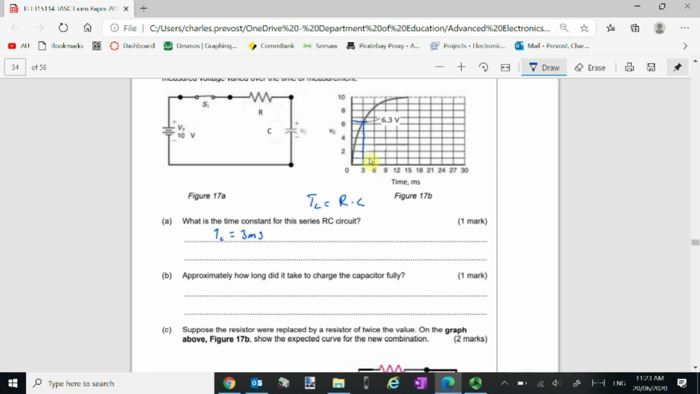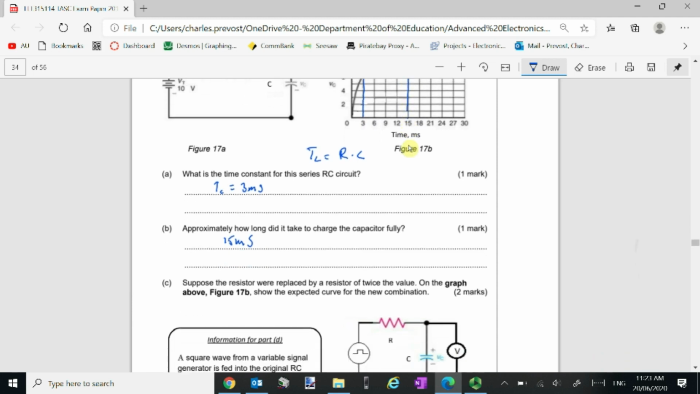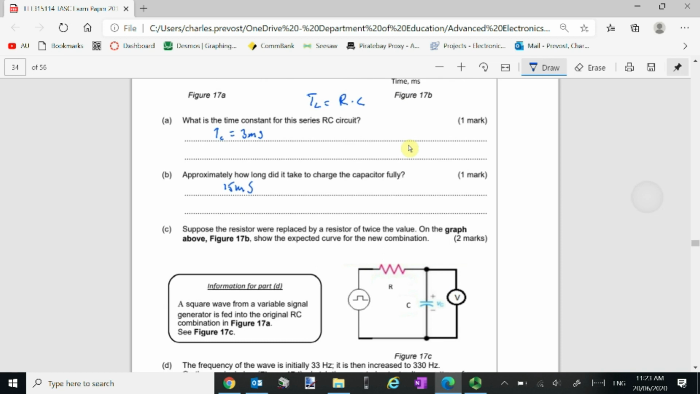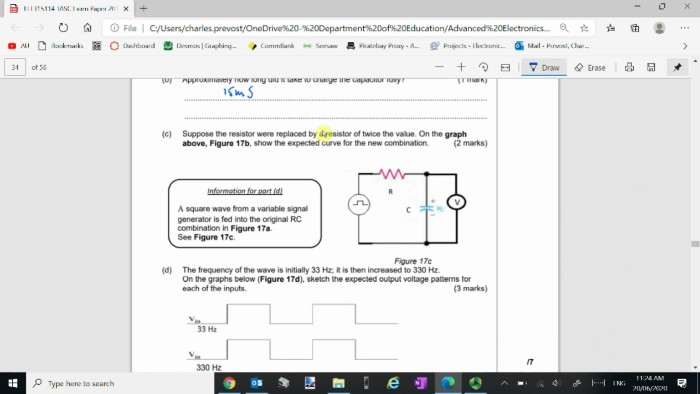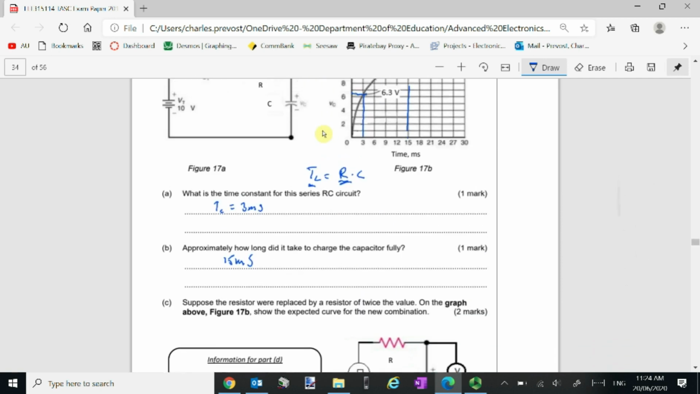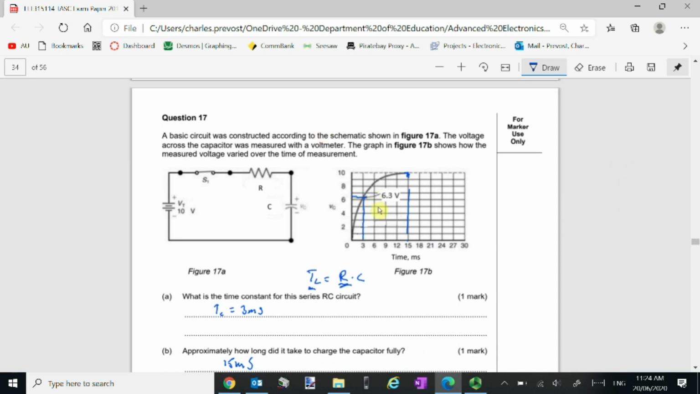And to fully charge the capacitor is going to be 5 times that. You can see it's getting to 15 milliseconds there. That's where we're fully charged, so that's it there. And if we replace it by a resistor of twice the value, we're going to double this, so that's going to double this. So the time constant now will be double, and so now this voltage takes 6 milliseconds to reach, and this one takes 30 milliseconds to reach, and everything is going to be stretched out the same sort of way.